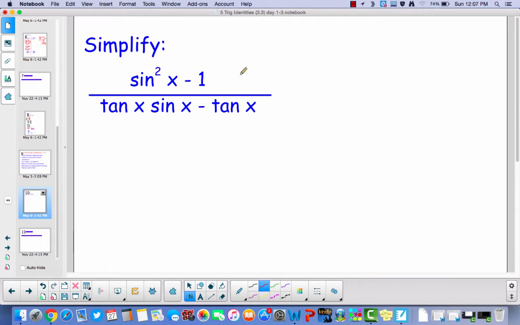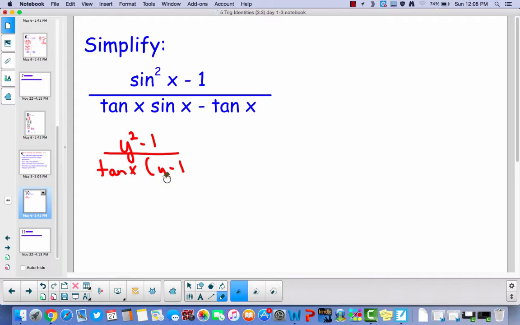Well, let's think about this. If I had this in terms of algebra, this would be y squared minus 1. And this would be tangent of x times sine x minus tangent of x. Well, I have a tangent of x in both of those. Could I factor both of those out? That leaves me with a y minus 1, or sine of x minus 1. Because if I divide tangent of x out of here, I'm left with the sine x. If I take tangent of x divided by tangent of x, I'm left with minus 1.